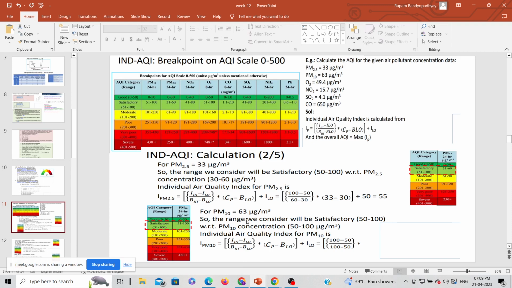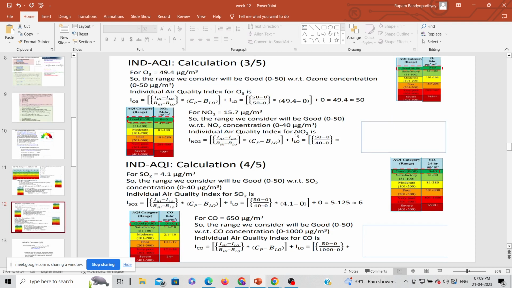Similarly, for other pollutants, for PM10, the concentration is given as 63. It is also falling in the satisfactory range. Here I_HI will be 100 and I_LO is 50, and the breakpoint concentration is also in the 51 to 100 range. If you calculate this, you will get the air quality index. Similarly, if you solve for others, for SO2 and carbon monoxide, you will get different air quality index values.